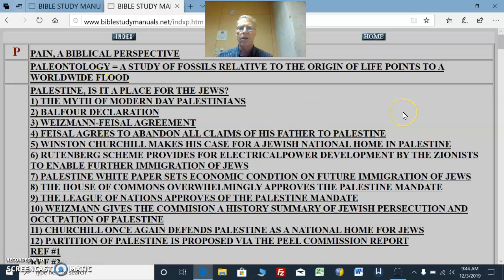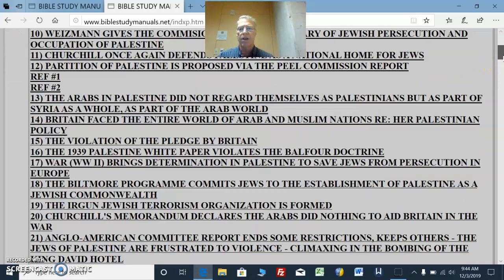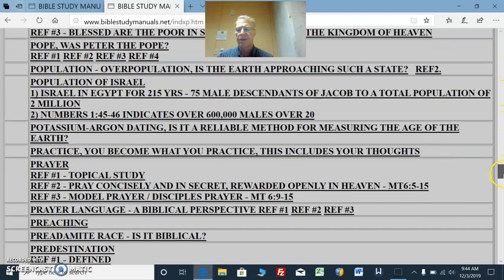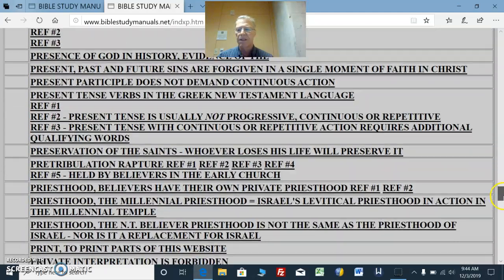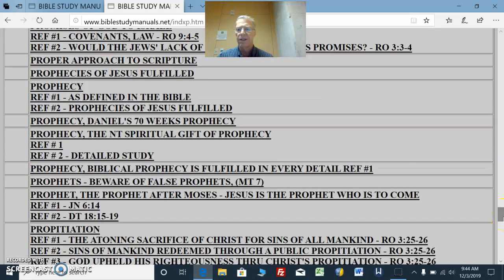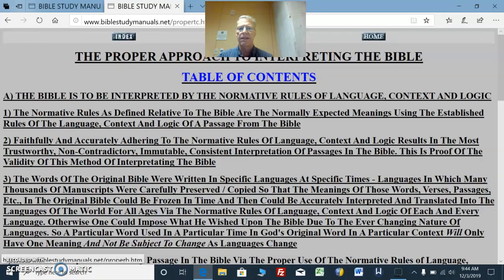And we're going to look for the proper approach to Scripture. So I entitled it P for proper. Scroll on down for proper, and all the way down here. Proper approach to Scripture. We click on that, and there's your title, The Proper Approach to Interpreting the Bible.